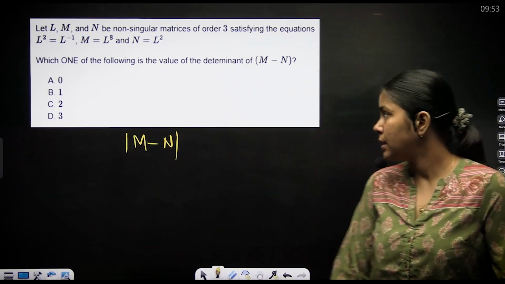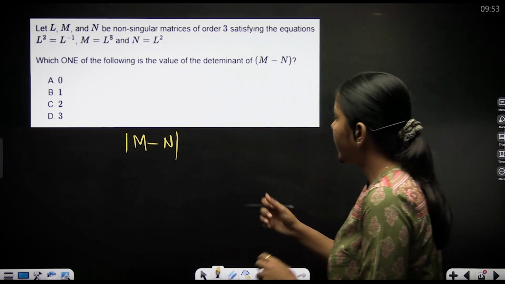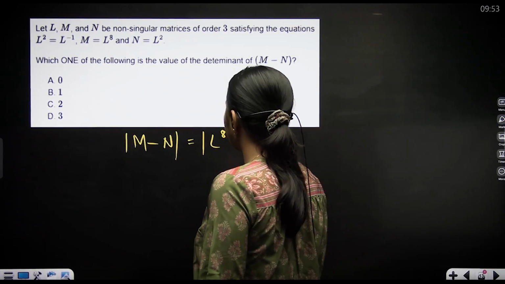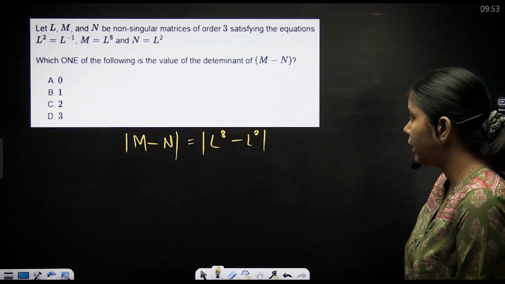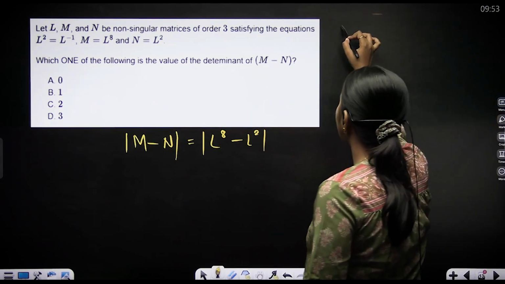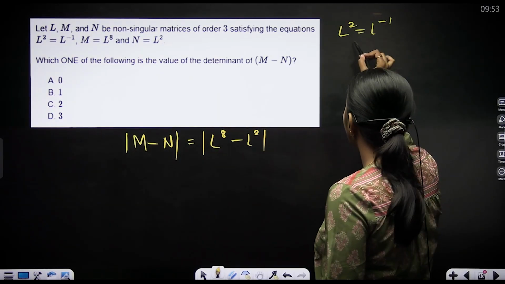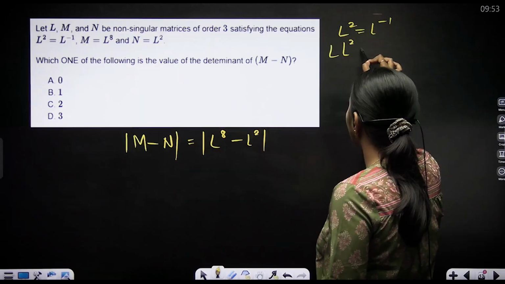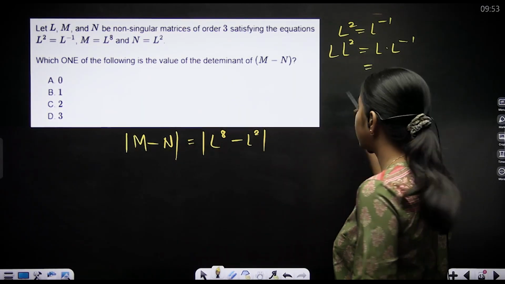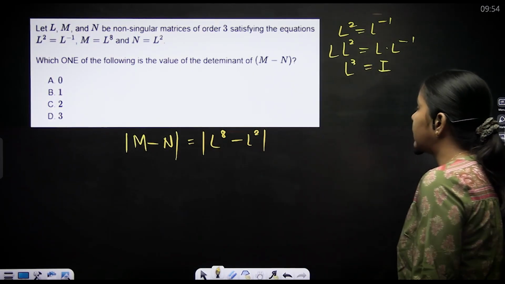So the question arises: how would I be able to calculate that? M is equal to L to the power 8, so that means L to the power 8 minus L square. Right? But what would I do here? I am not getting anything from here. Now one more condition is given, that L square is equal to L inverse. So can I multiply L on both sides? L into L square, L into L inverse. If I multiply any matrix with its inverse, it would become identity. It would become L cube. So L cube is identity.